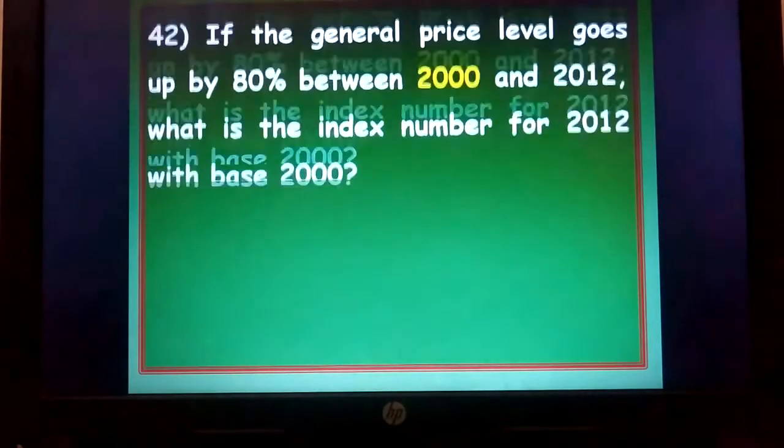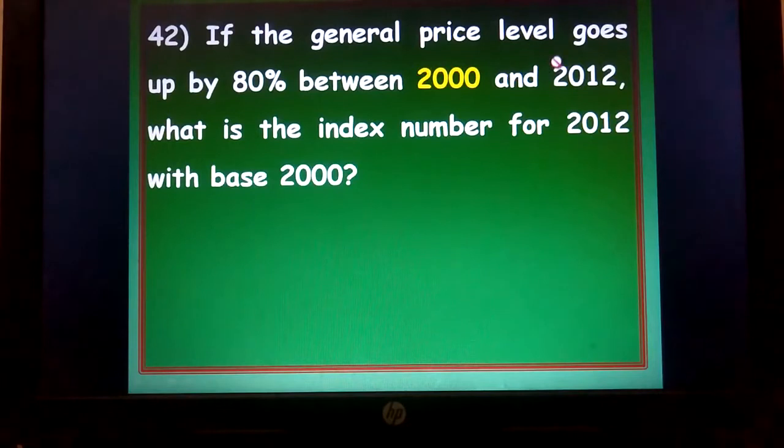Next question. If the general price level goes up by 80% between 2000 and 2012, what is the index number for 2012 with base 2000? This is the question. Look at the question once again. If the general price level goes up, that means whenever we speak of price level, it is a price index number. It goes up by 80%.